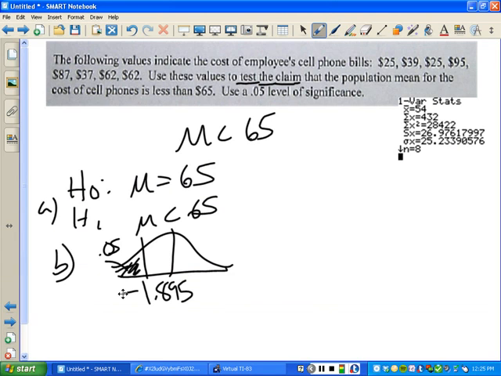Now, part C says you have to know the formula, yes? So I'll write the formula right here. T equals x bar minus mu over s divided by the square root of n. And that would need to be memorized.